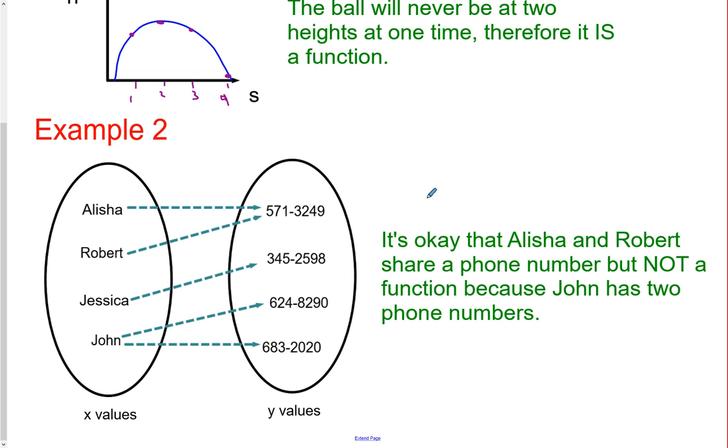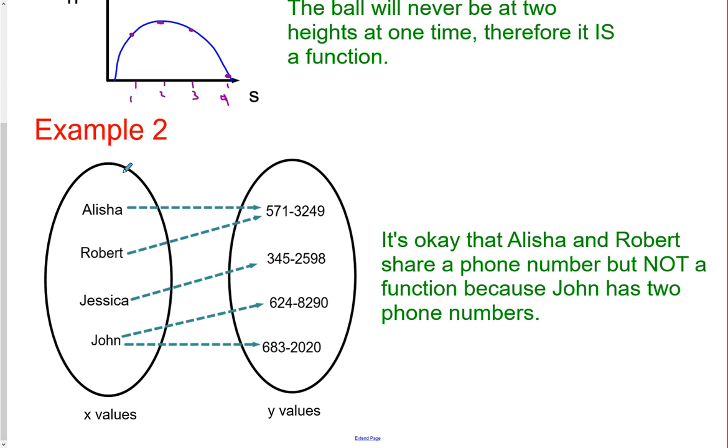Here's another one. This is called a set diagram. So we want to know if this one is a function. So we're going to look at our input values. That's on our left here. That's usually where we write our x values, so right over here. And we're going to say for each of those, there should be only one output. So Alicia and Robert have the same number, but that's fine, because for Alicia, there's only one output, one number. For Robert, there's only one output, one number. They happen to be the same, but that's fine. For Jessica, there's only one output, so that's fine.